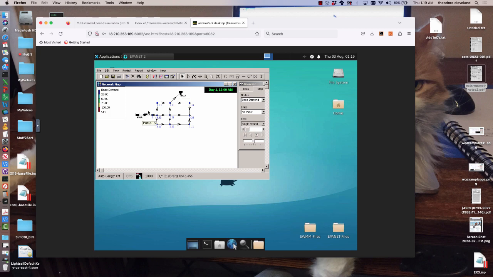Remember, we have a pump removed, so now it can't do that. So the only source of water has to be from the tank to the network. This arrow should change direction. Sure enough, it does.